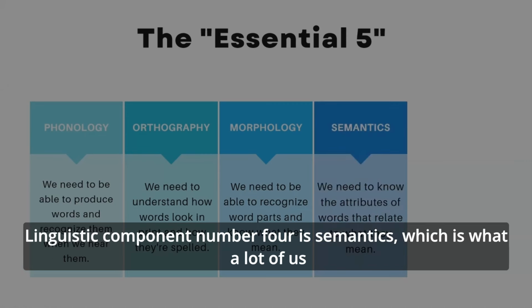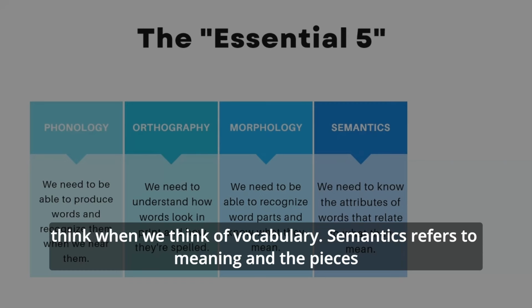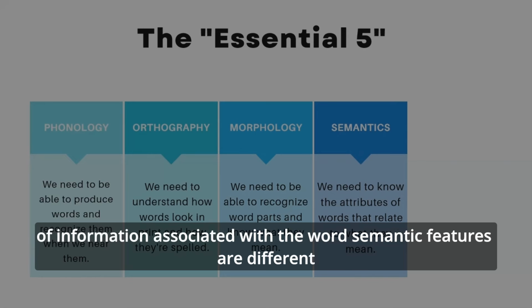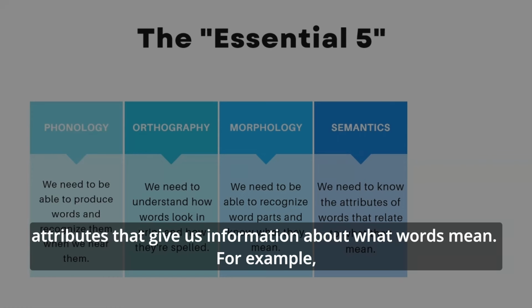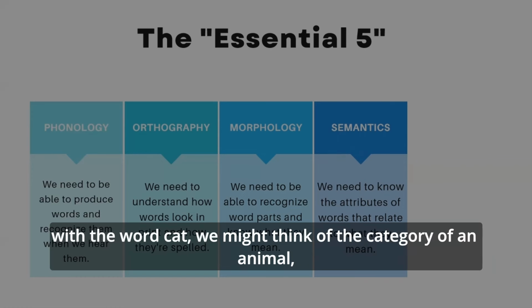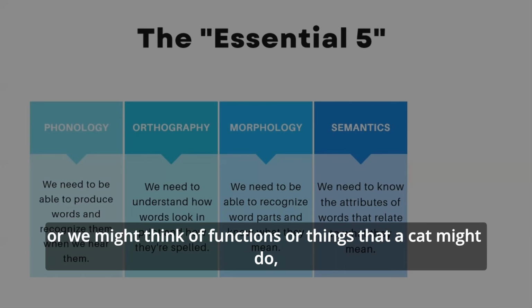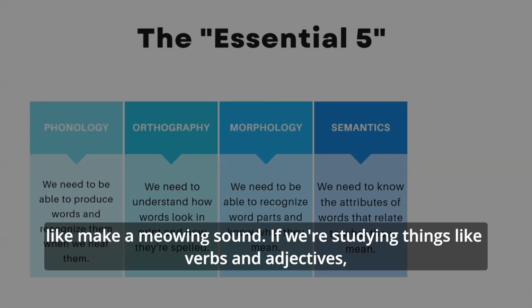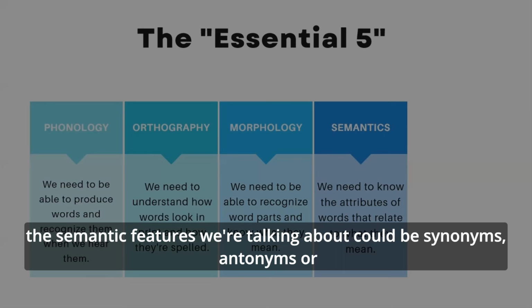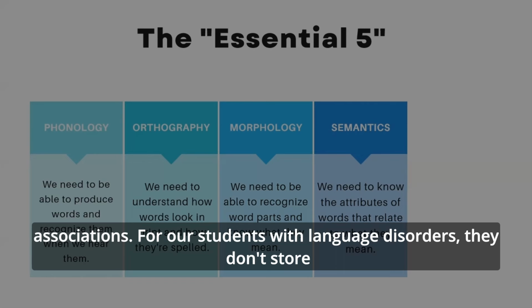Linguistic component number 4 is semantics, which is what a lot of us think of when we think of vocabulary. Semantics refers to meaning and the pieces of information associated with the word. Semantic features are different attributes that give us information about what words mean. For example, with the word cat, we might think of the category of an animal, or physical attributes like the fact that it's furry, or functions, things that a cat might do, like make a meowing sound. If we're studying things like verbs and adjectives, the semantic features we're talking about could be synonyms, antonyms, or associations.